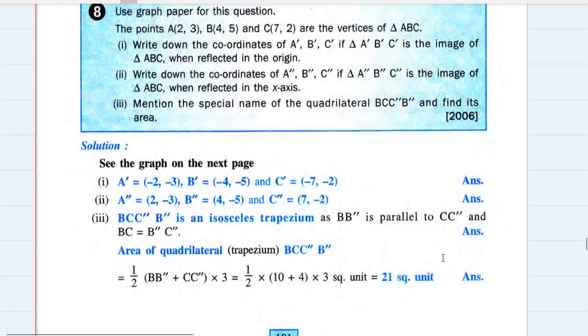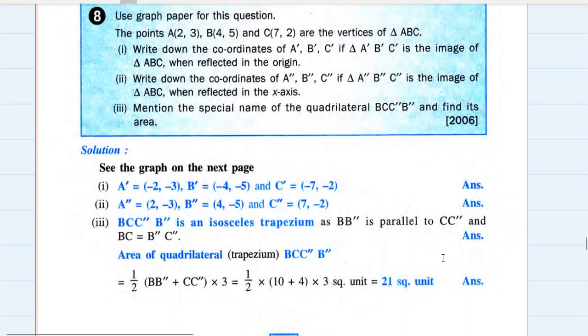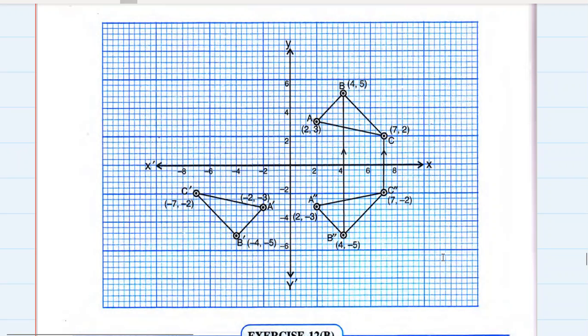अच्छा, अब A'B'C' इमेज है ABC की, but when it is reflected in x-axis. ठीक है, तो देखो यहाँ पे कैसे इसको किया है. सबसे पहले तुम्हारा जो ओरिजिनल ट्राइंगल है, that is ABC, इसको पहले रिफ्लेक्ट किया है ओरिजिन में, A'B'C'. Can you see that A becomes A', B becomes B', C becomes C'. Join कर दिया, so this is how the triangle will look like when reflected in origin.